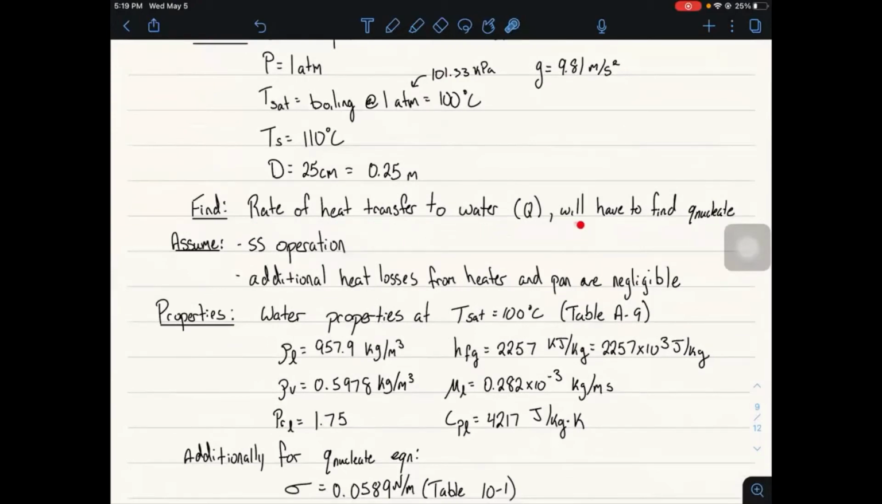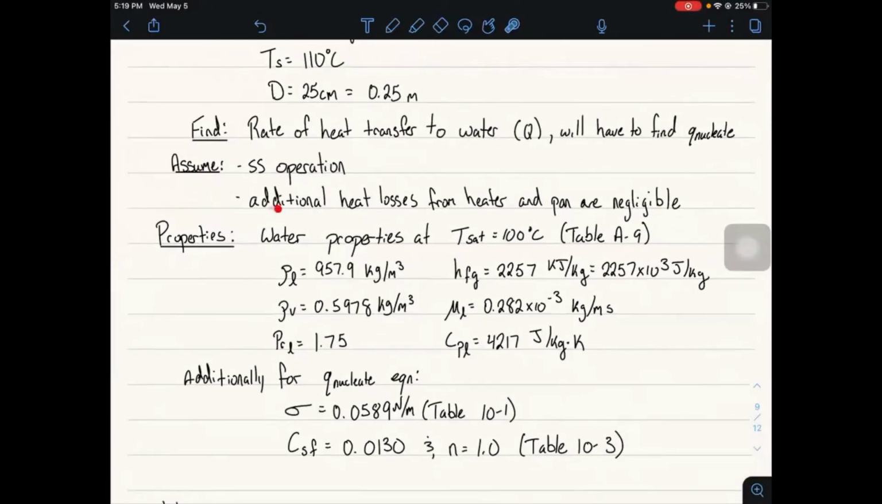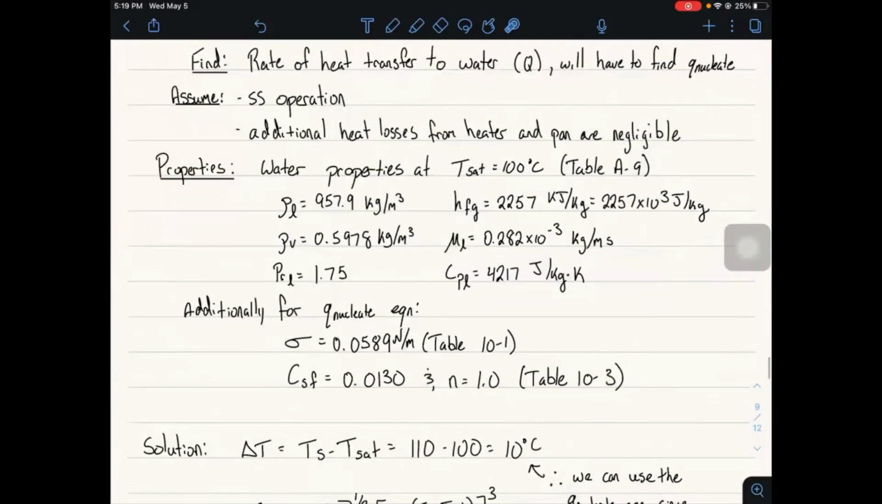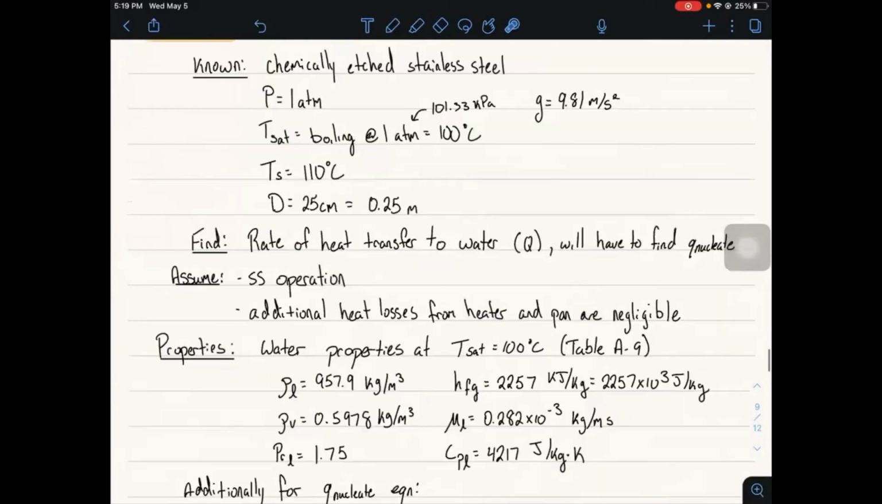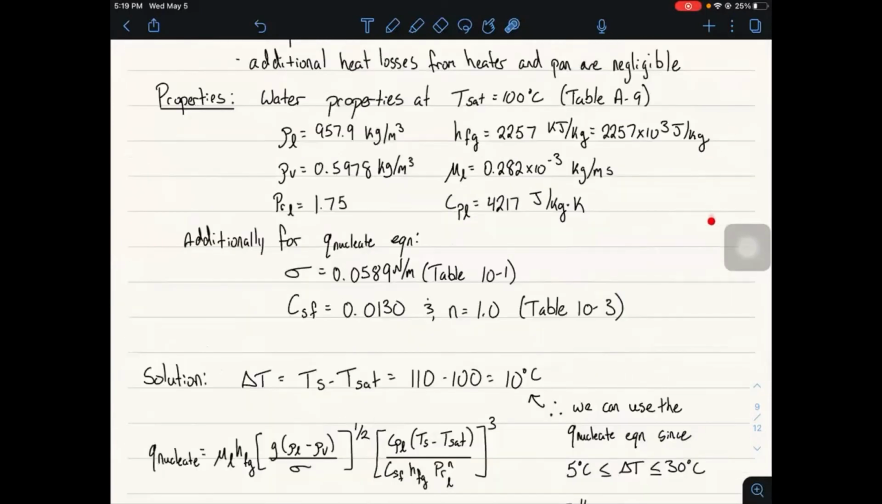And in order to be able to do that, you're going to have to find Q nucleate. So assuming that it's a steady state operation, additional heat losses from the heater and the pan are also negligible. So we need to figure out what the water properties are at Tsat. And Tsat in this case would be what it is at 101.33 kPa. And so we figured out all the values for that.